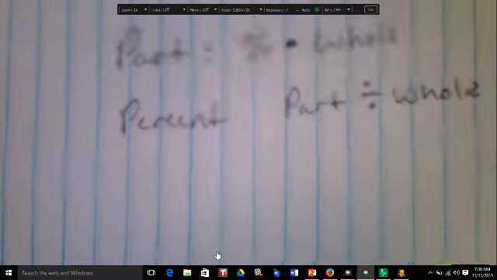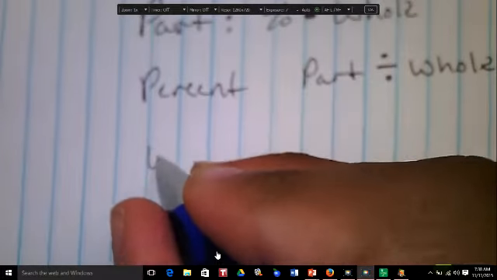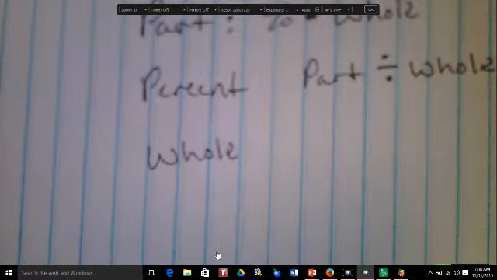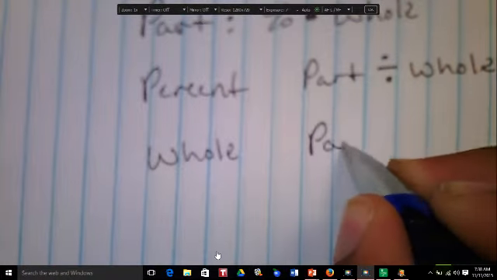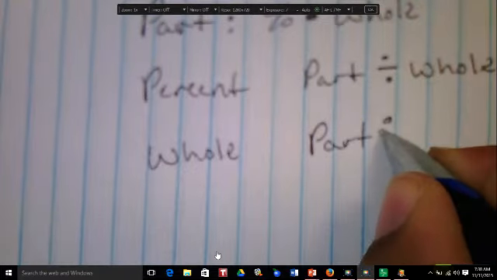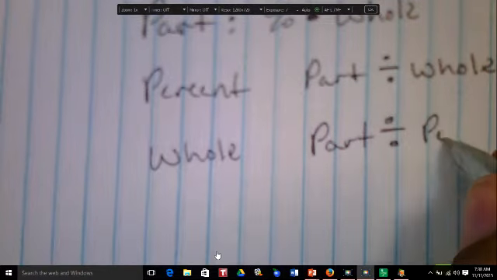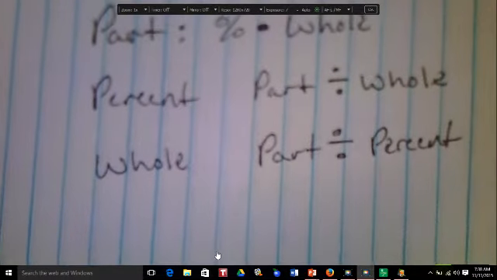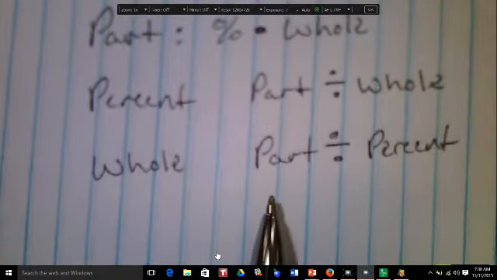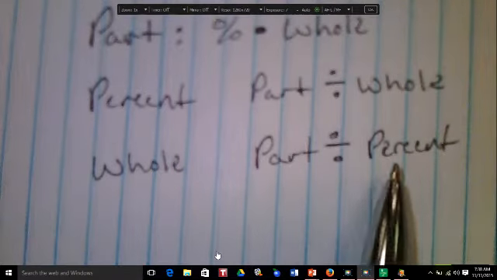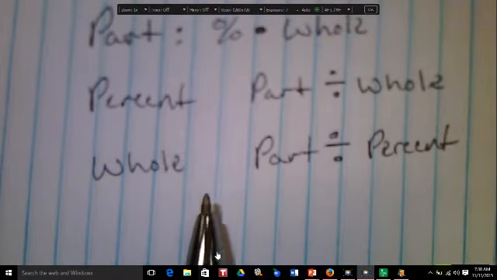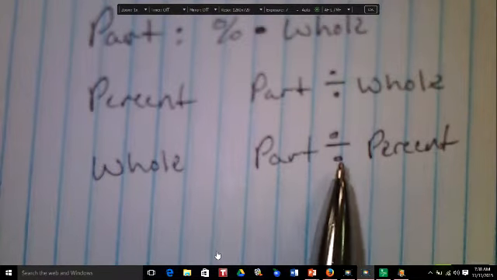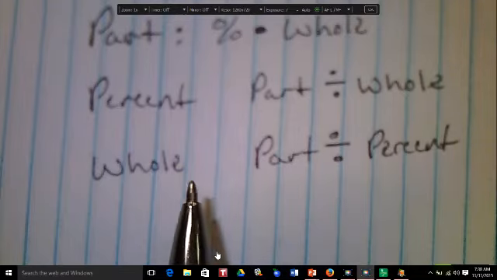Last but not least, if you're looking for your whole, I just need you to remember that you are going to divide the part by the percent. And of course, the percent is always in decimal form. So part divided by percent gives you whole. One more time, part divided by percent gives you whole.